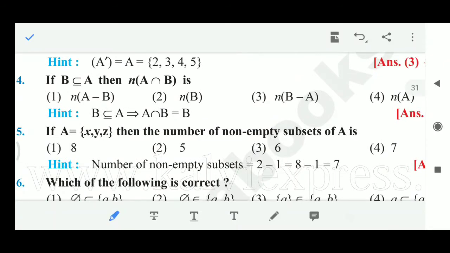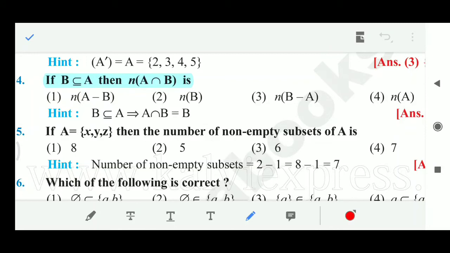Then the next sum: if B is a subset of A, then n of A intersection B is... Proper subset means the set B is a smaller set which is contained inside A. So A intersection B gives B itself. So the answer is n of B.